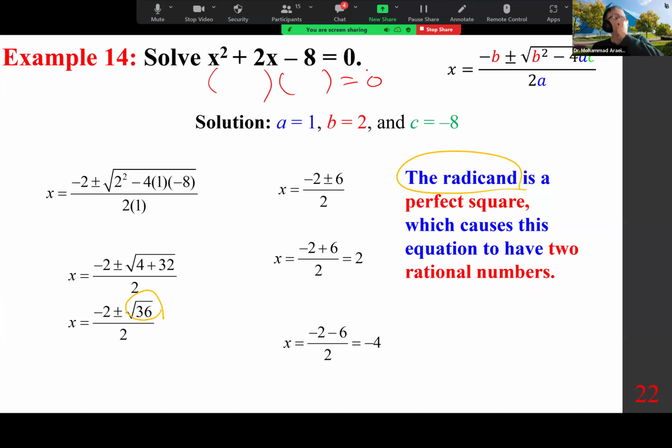You want two numbers. The product is negative 8. The sum is positive 2. And this would have been a faster way of solving it. Again, ultimately, if they ask you to solve and they don't mention what method, you choose the fastest, okay? Always.